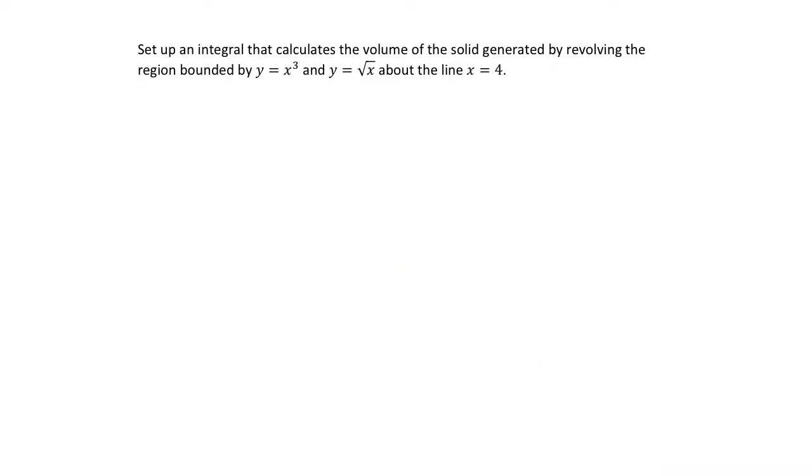Our final volume may be the most challenging of them all. We'll see why in just a little bit. I'm going to go ahead once again and draw the region, and this time notice that we're going about the line x equals 4, which is a vertical line. Vertical lines are parallel to the y-axis. Because the axis of revolution is so far from my region, I'm not going to have enough space to draw the other side of it, but you can imagine where it's going to go.